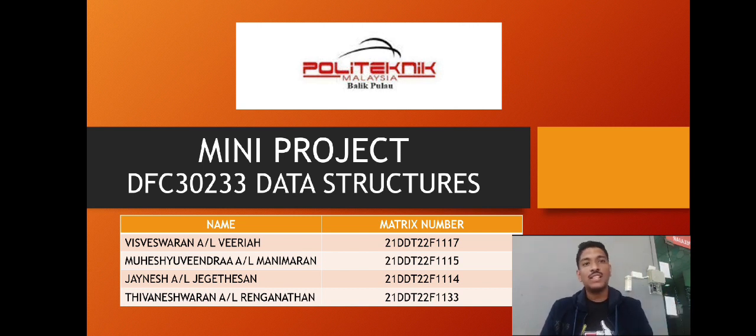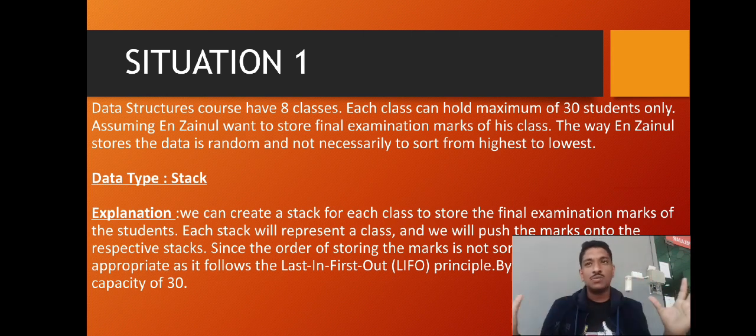So here we go with situation 1. Miss can ask me what is situation 1 about. Situation 1 is about a data structure course that has 8 classes. So that's the situation. Each class can hold a maximum of 30 students only. So the 30 students is already mentioned.